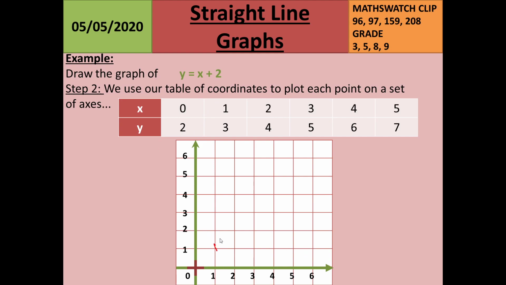So we can start plotting them. So 0, 2 is there. 1, 3 is here. 2, 4 is there. 3, 5 is there. 4, 6 is there. And 5, 7 is slightly off the graph, is there.